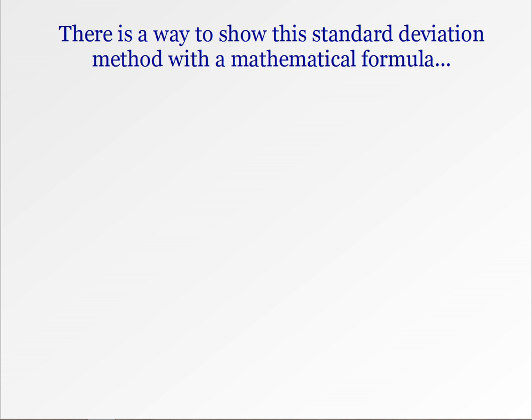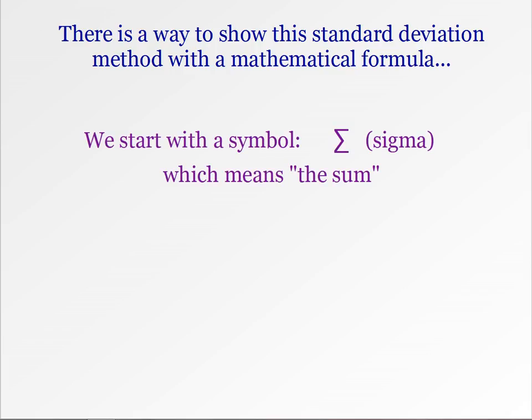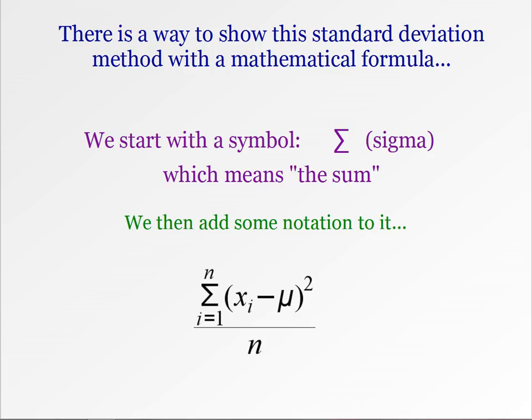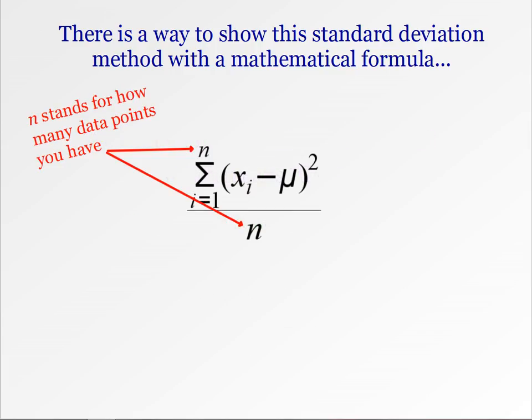There is an actual formula to show standard deviation. Remember that the symbol sigma means to add things up. So we're going to find the sum of a whole bunch of numbers. Then we're going to add some more notation to it. Let's look at that notation. N stands for how many numbers are in your list. That's how many data points you have. So I'm adding up all of my numbers from my first number to my nth number.